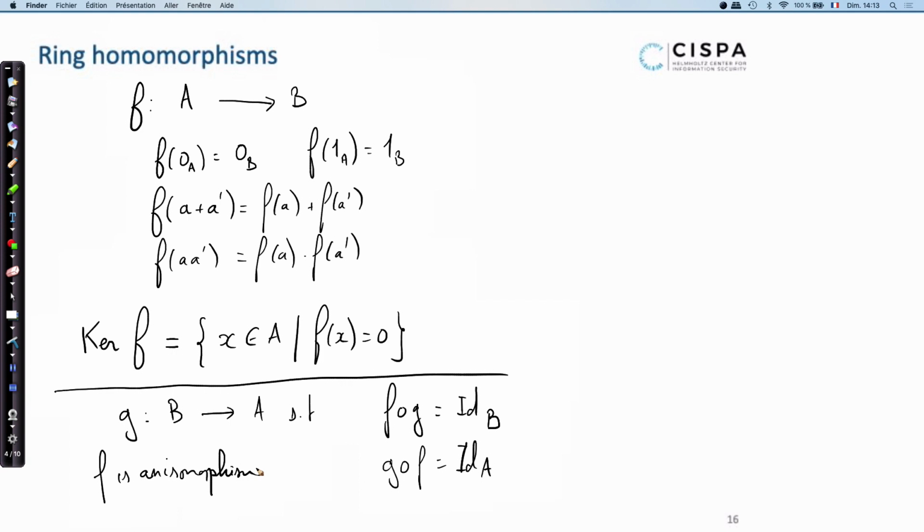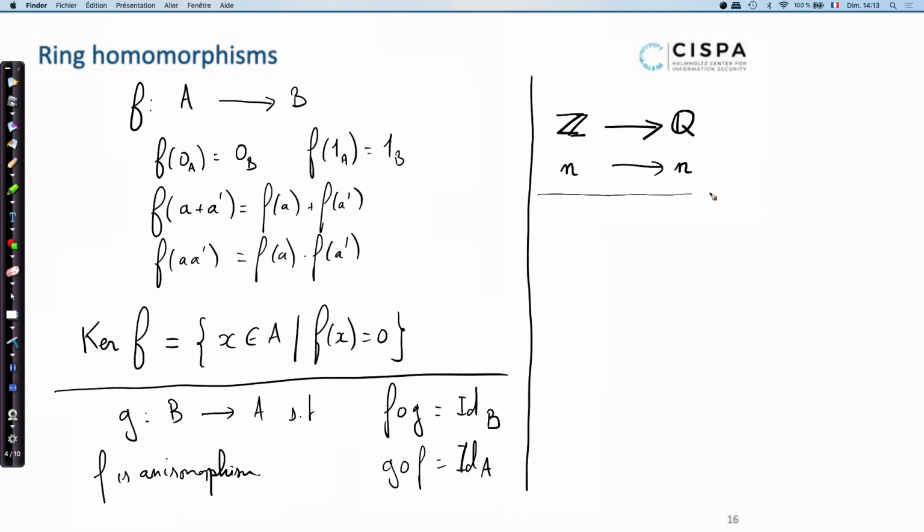So, for example, we can look at a trivial morphism. If we have Q and Z, there is a morphism called the embedding map, which simply sends an element of Z to the same element, but viewing it in Q. In that case, the kernel is clearly reduced to 0, so this morphism is going to be injective.